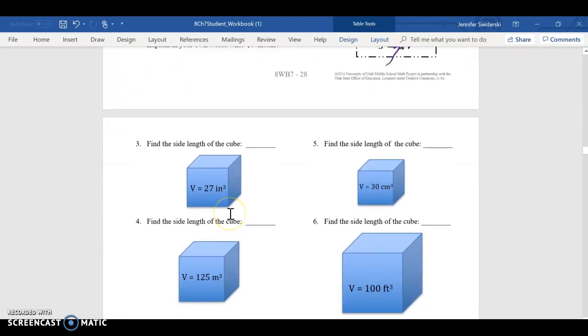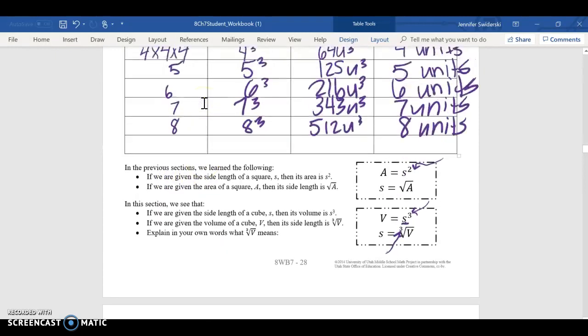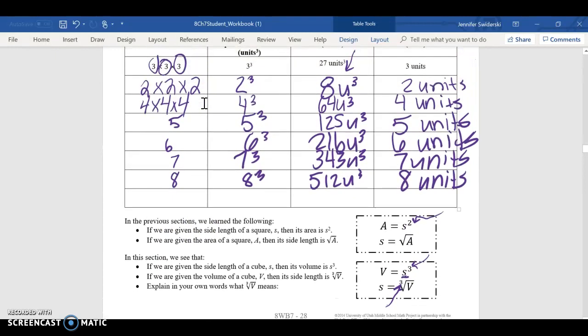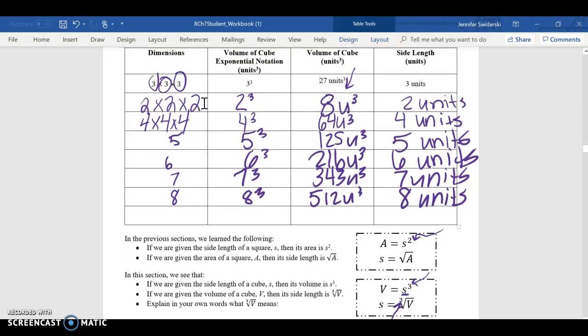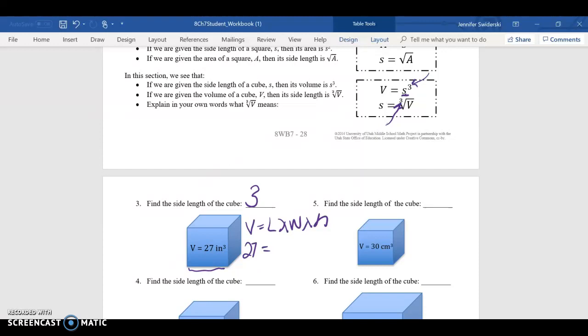So here they're saying find the side length of this cube. Well, they're saying that the volume, which is length times width times height, is 27 units cubed. Well, I need to look back up here. What 3 numbers can I multiply together that are the same to get 27? Well, right now, if I look up here, I see that 3 works. So that means each side is 3 inches long.